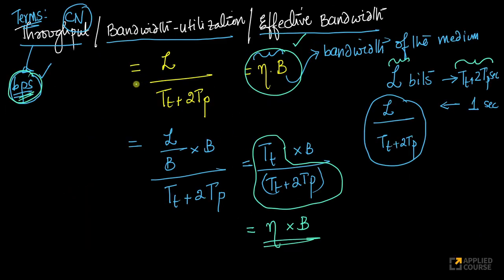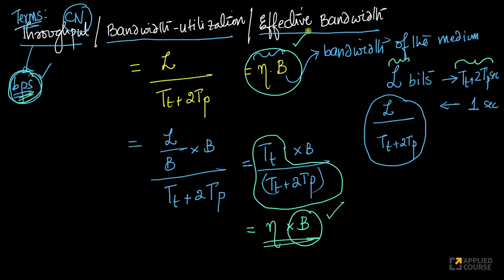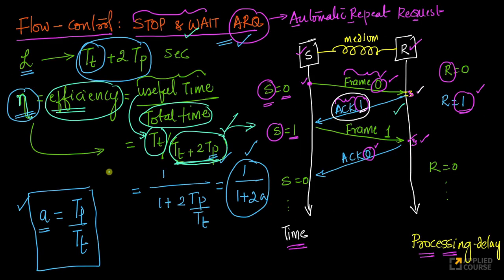So in an ideal scenario, if I have a medium with bandwidth B, and if my algorithm's efficiency is eta, then I can say my throughput or effective bandwidth is eta multiplied by B, bits per second. That's what it is. Very, very simple. Again, you don't have to remember any of these formulae. You can derive them on the fly, because we've seen how to derive them. High school level mathematics. That's all there is here.